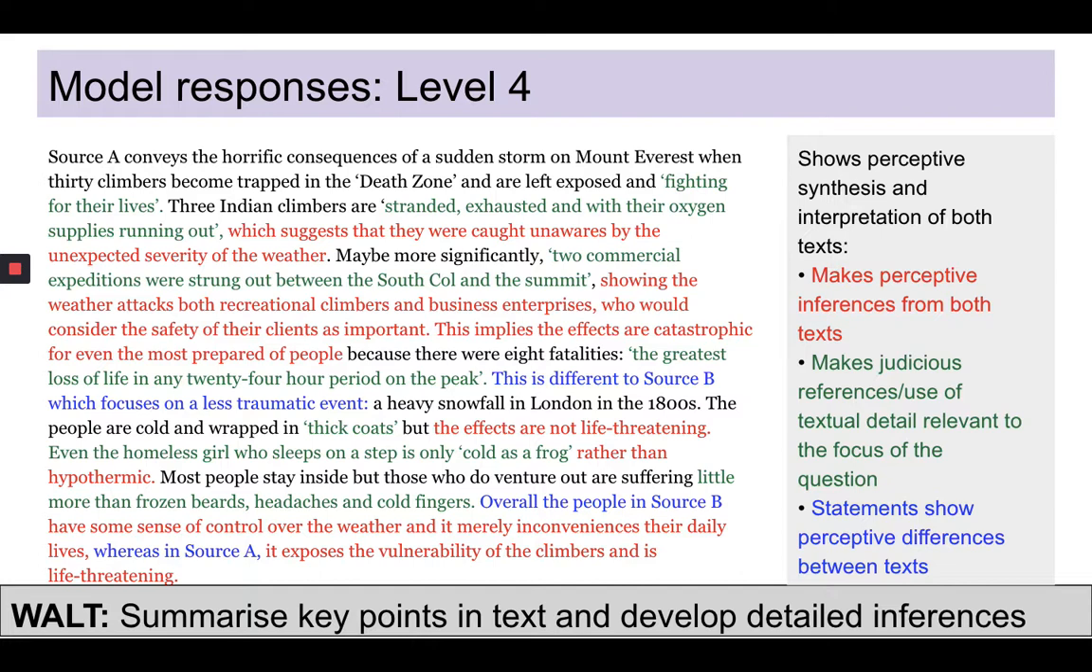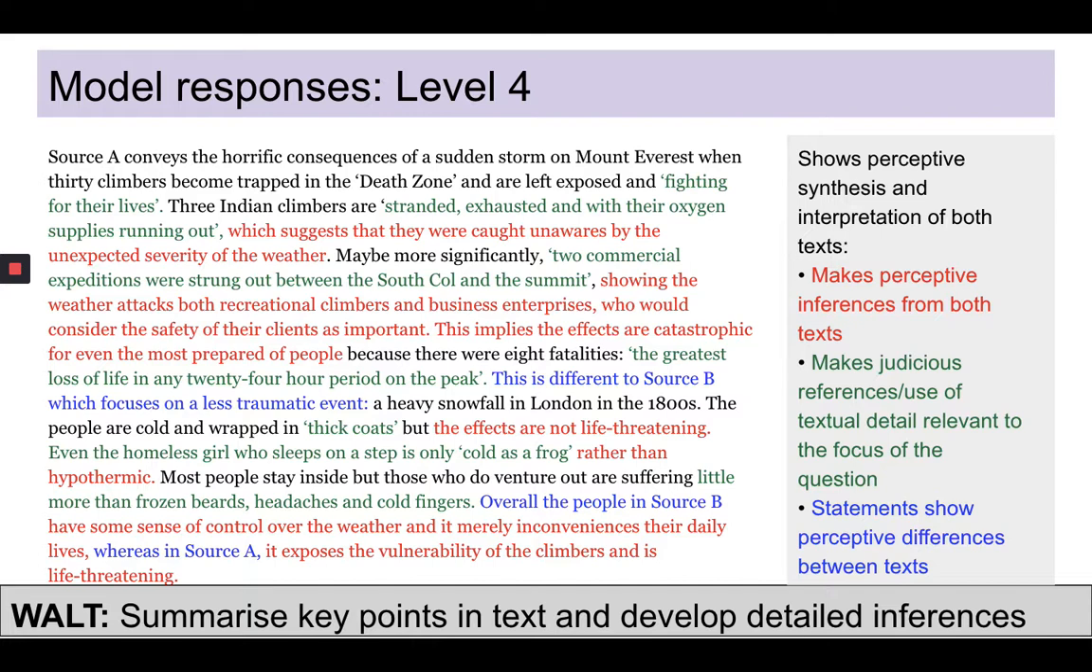This implies the effects are catastrophic for even the most prepared of people, because there were 8 fatalities, the greatest loss of life in any 24-hour period on the peak. This is different to source B, which focuses on a less traumatic event. A heavy snowfall in London in the 1800s. The people are cold and wrapped in thick coats, but the effects are not life-threatening. Even the homeless girl who sleeps on the step is only as cold as fog, rather than hypothermic.